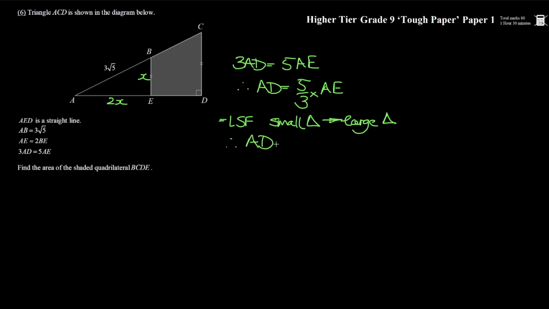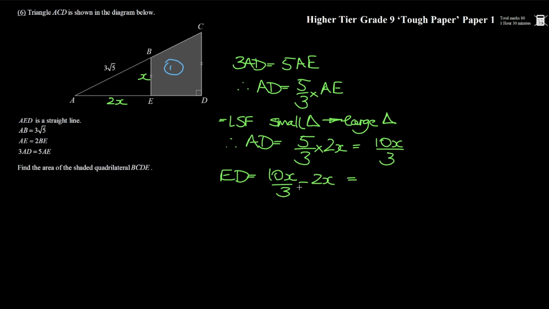Just try it. AD is equal to 5 over 3 multiplied by AE, which is 2x. So this is equal to 10x over 3. So if we now start to look at this shaded area, we've got one of the distances here, because I can say that ED is equal to the whole length, which is 10x over 3 minus 2x. And that is equal to, if we put this 2 over 3, effectively this is 6 over 3, so this will melt down to be 4 over 3.